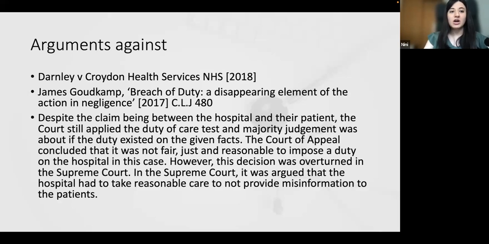The contrasting argument here was that, well, it was his fault that he left the hospital, but he was arguing that it was the hospital's fault because they have a duty of care to inform their patients in the emergency room about the correct waiting times. The Court of Appeal said that in this case, hospital did not owe a duty of care, whereas the Supreme Court overturned the decision and said that hospital had to take reasonable care to not provide misinformation to the patients.